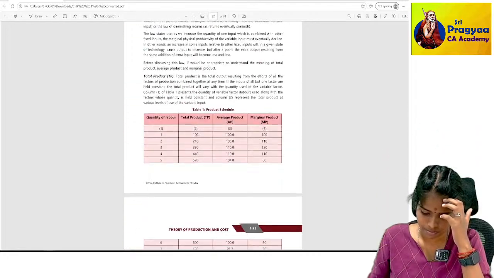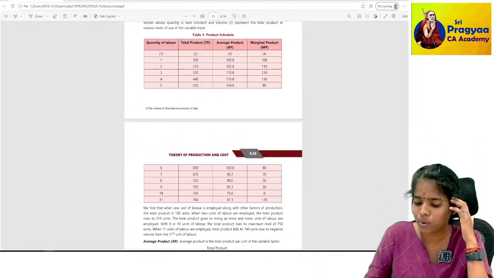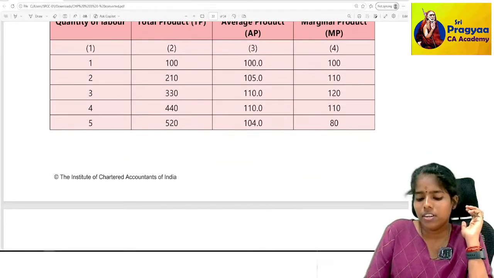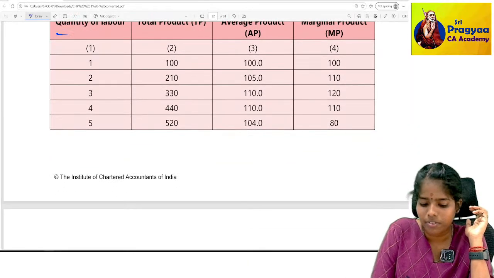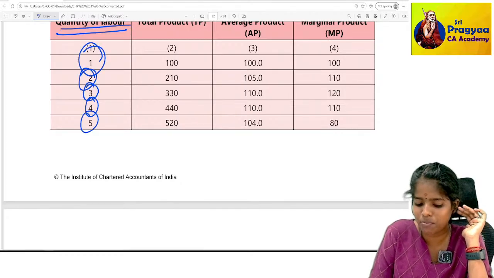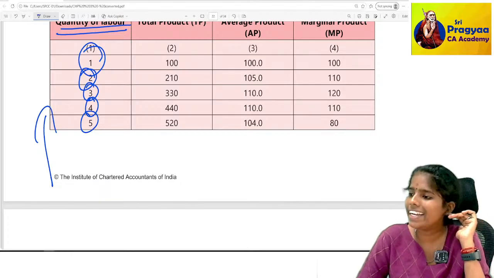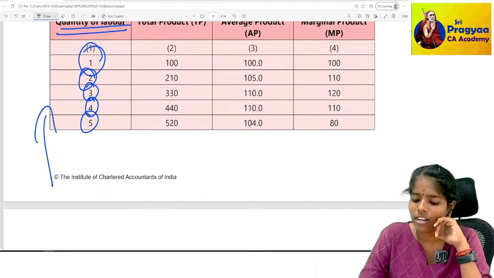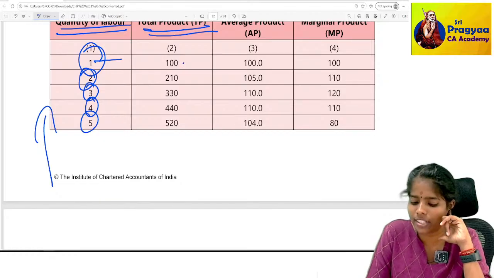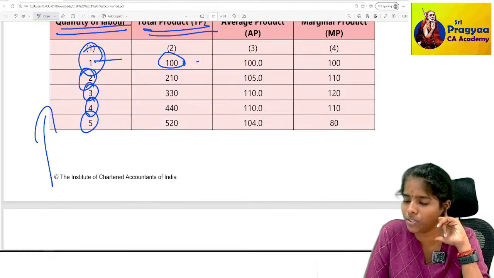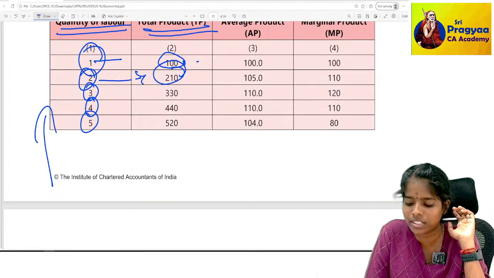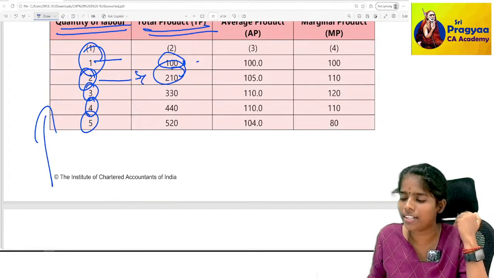இப்போ labor is changing. ஒரு லேபர் இருக்காரு, 2 லேபர், 3 லேபர், 4 எம்ப்ளாயிஸ், 5 எம்ப்ளாயிஸ், and labor is keeping on increasing. It is changing. Now total product na ஒரு லேபர் இருக்கிறப்போ what is the product? 100 units are getting produced. 2 laborers இருக்கிறப்போ I am getting 210 units. This is my total product.